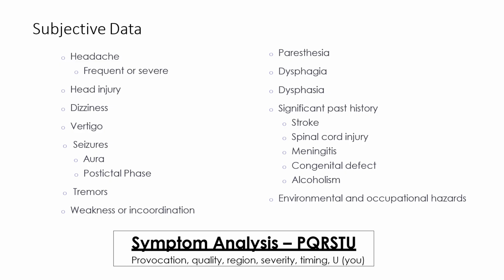Dysphagia with a G, this is trouble swallowing. Dysphagia with an S, this is trouble speaking. And we want to know about their past history. If they have had a previous stroke, this is extremely important. Any injuries to the spinal cord, if they've had meningitis in the past, if they've had any type of congenital defect, meaning a birth defect, alcoholism, and then any environmental or occupational hazards.